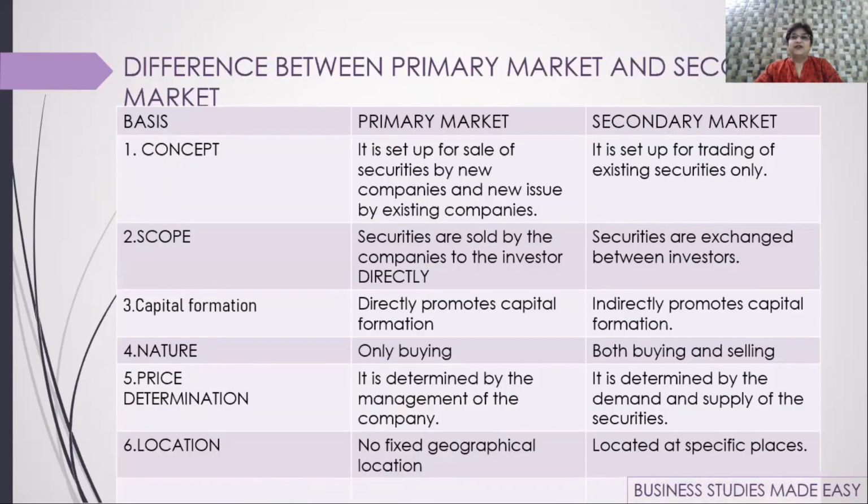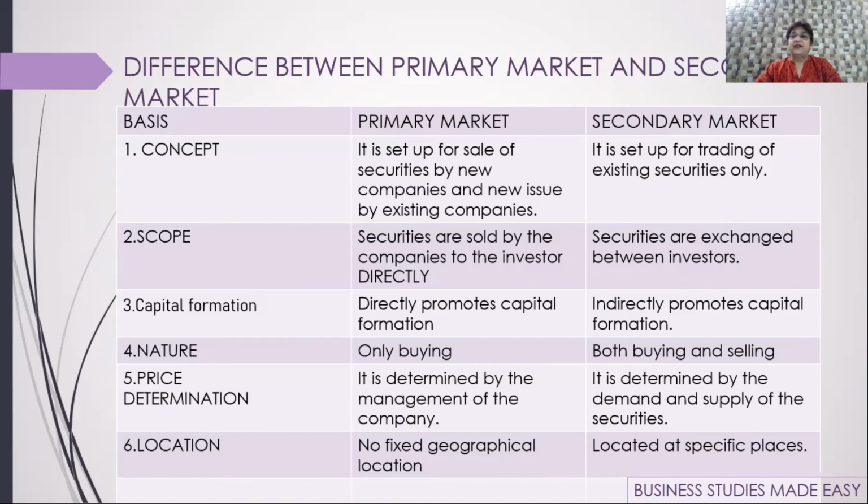So that brings us to the difference between the primary market and the secondary market. So primary market is the new issue market where the shares are issued for the first time, and secondary market, as you know, is the stock exchange where the shares which have already been issued can be resold. So let's study it. Primary market is for the new issue and secondary market is for the existing securities. Then the scope is that these are sold directly to the investors, whereas in the secondary market it is exchange between the investors. So somebody who wants to buy will contact somebody who wants to sell, and between these investors they will exchange the securities.